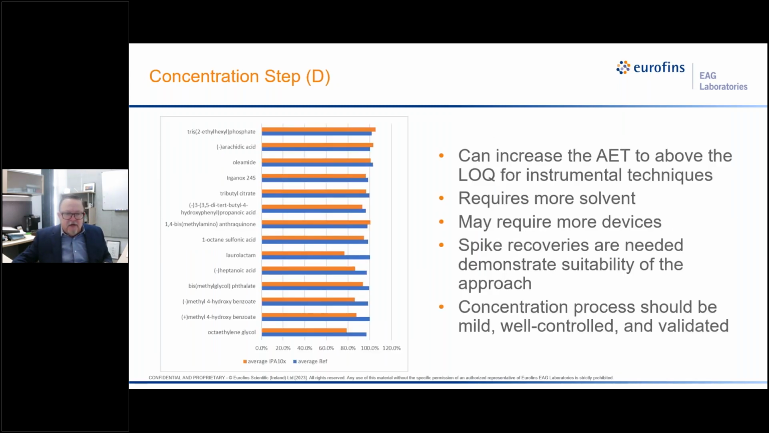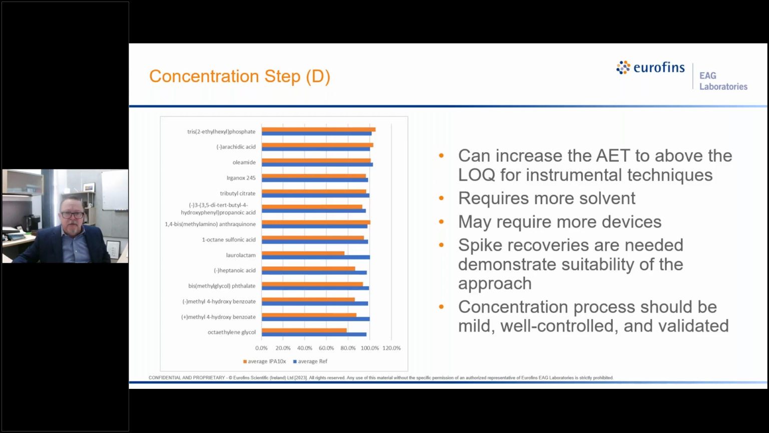Now, ultimately, if you can't really affect the AT low and high enough and are not able to hit the sensitivity required for your AT, you're left with only one option, and that is to concentrate the sample. And when you concentrate the sample, you can effectively increase the AT by reducing that dilution factor. So it's the inverse of the dilution factor, and that has a proportional effect upward for the AT.